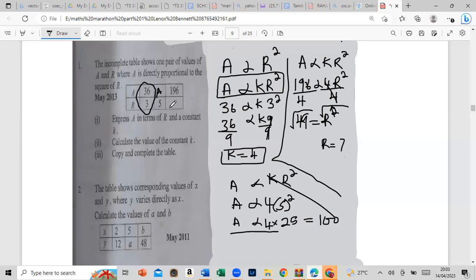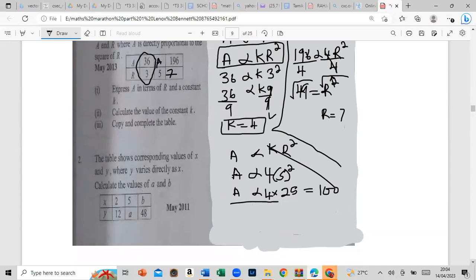So basically that's it. This is the first part where they say express it. This is it. So you get a mark for that, right? Then they say calculate the value of the constant K. This is what we did here. You get a mark for that, and then complete the table. You get a mark for that. So guys, CSEC can be challenging at times, but if you know what you're doing, you get a lot of marks. But you have to be versatile in many topics.